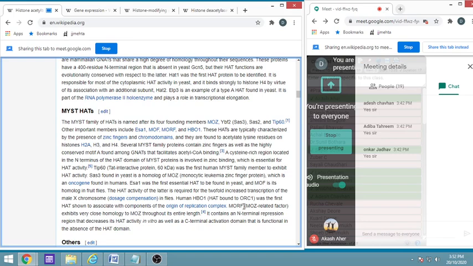They contain zinc fingers as well as the highly conserved motif A that is found amongst the GNATs, which facilitates acetyl CoA binding. A cysteine rich region is located on the N terminus of the HAT domain of these MYST proteins, and it is involved in zinc binding. It is essential for the HAT activity, that is histone acetyltransferase activity.